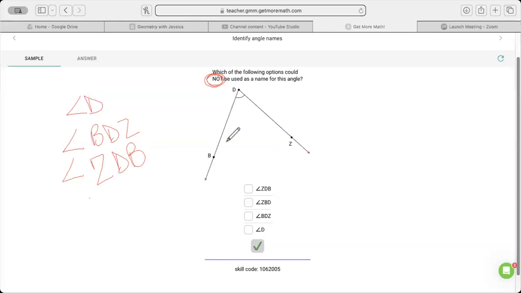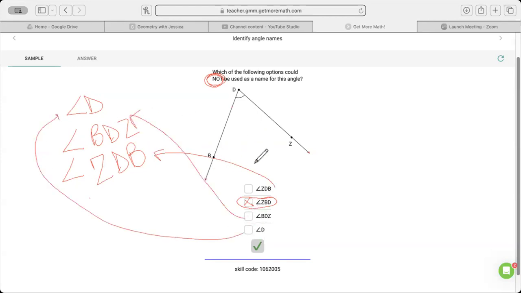So again, the vertex has to be in the middle. So when I look at my answer choices, my vertex is D. This one right here does not have the vertex in the middle. That's the one that I cannot use. Okay, so that's a quick way to go about it. But this one matches what we had here. This one matches what we had here. And this one matches what we had here. But again, if that vertex is not in the middle, it's not going to be your answer.